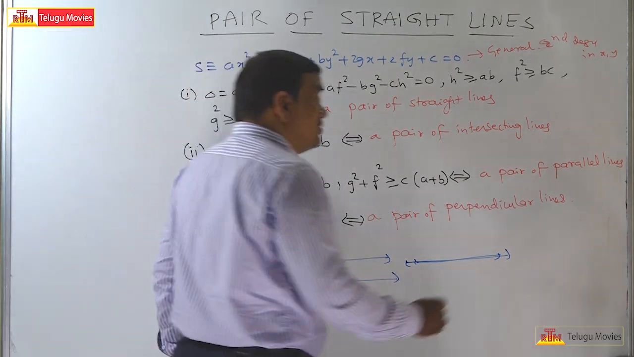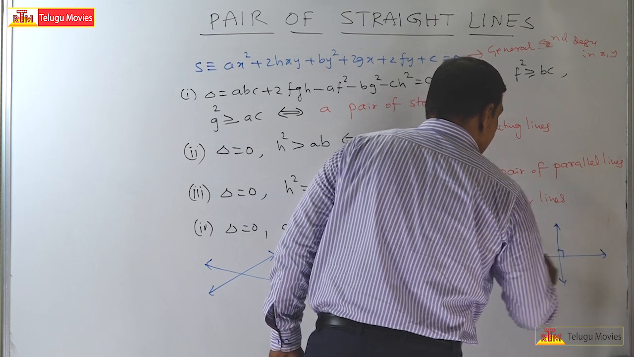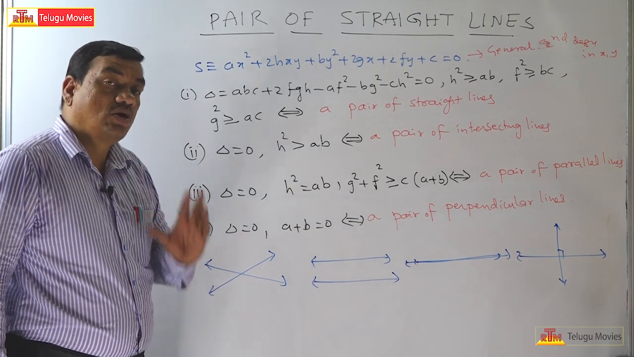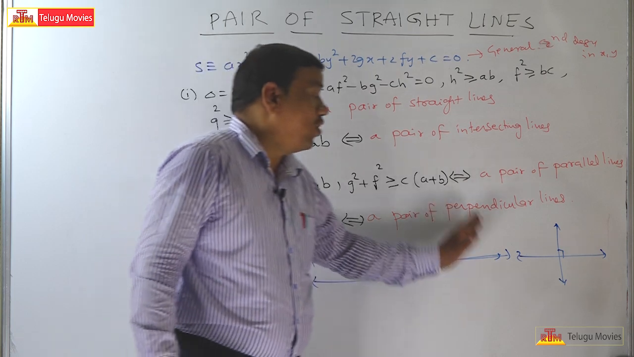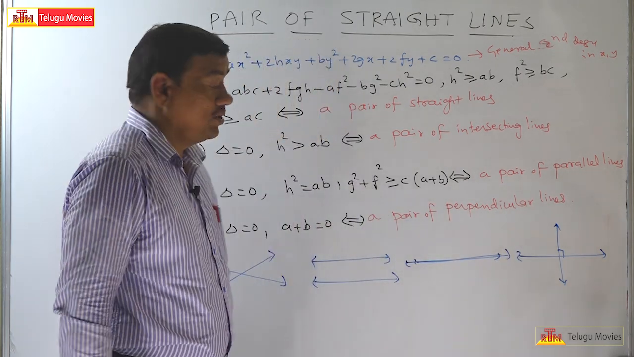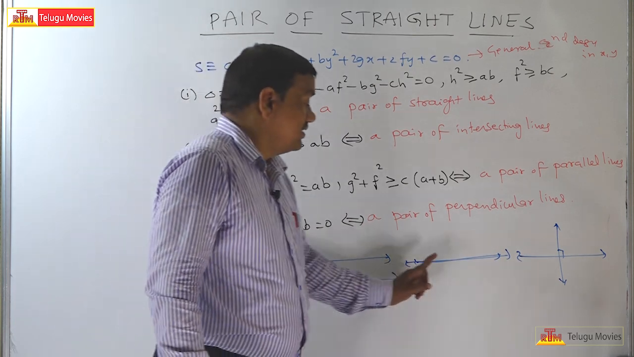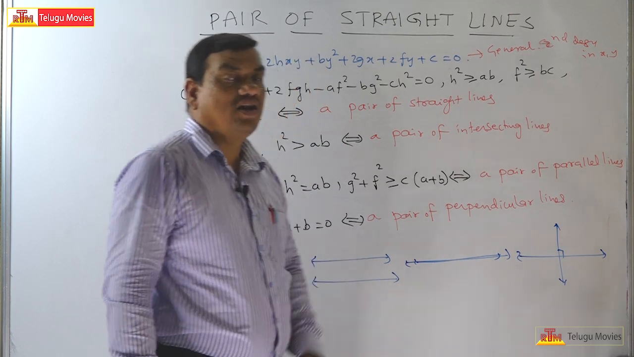The next possibility is perpendicular lines. So, when you are asked to draw two lines in a plane, these are the four possible cases. This is called intersecting lines, this is called parallel lines, these are called coincident lines, and these are called perpendicular lines.